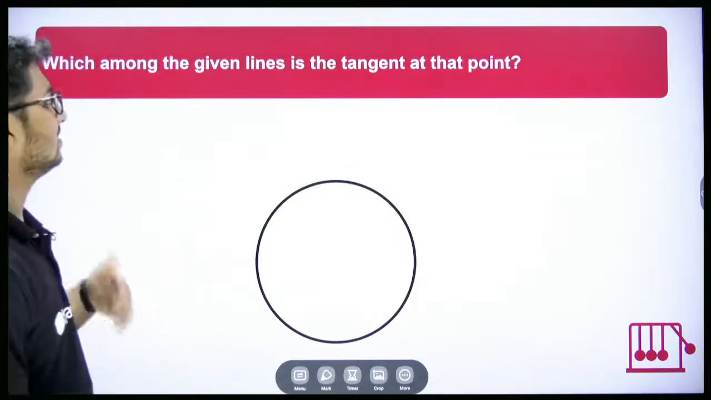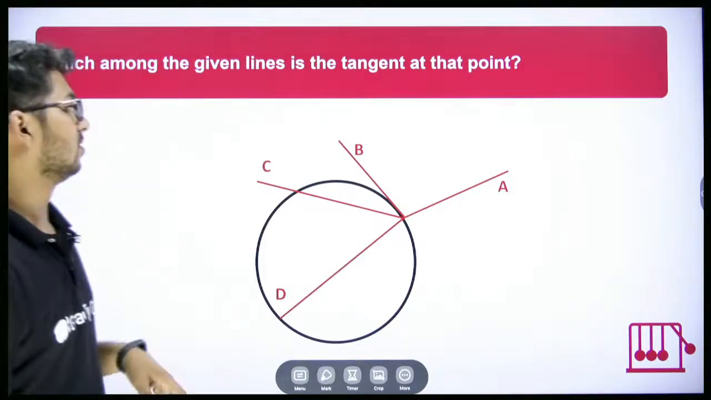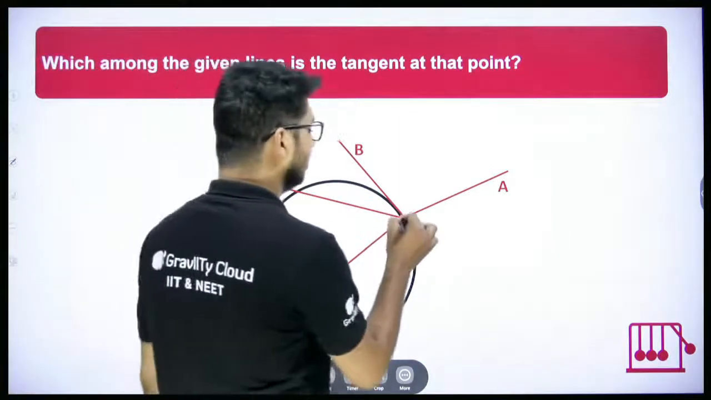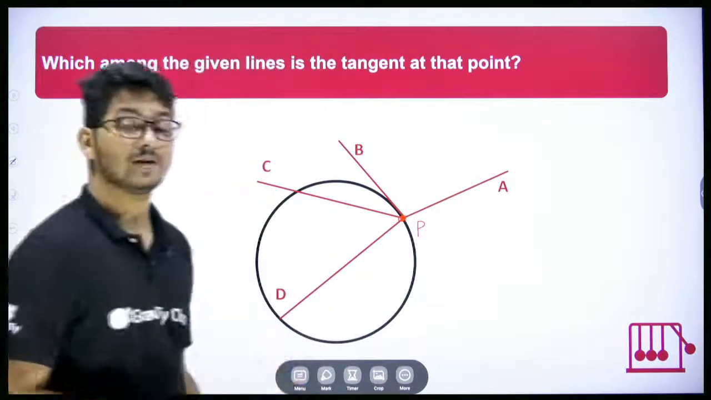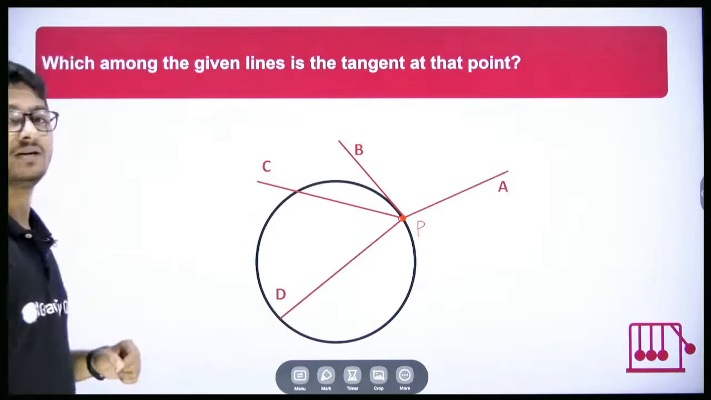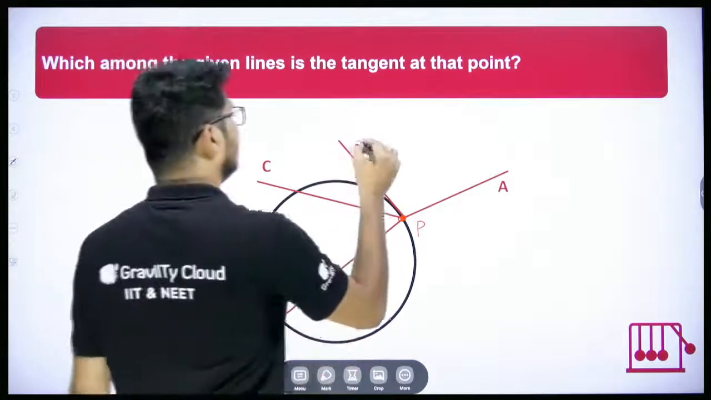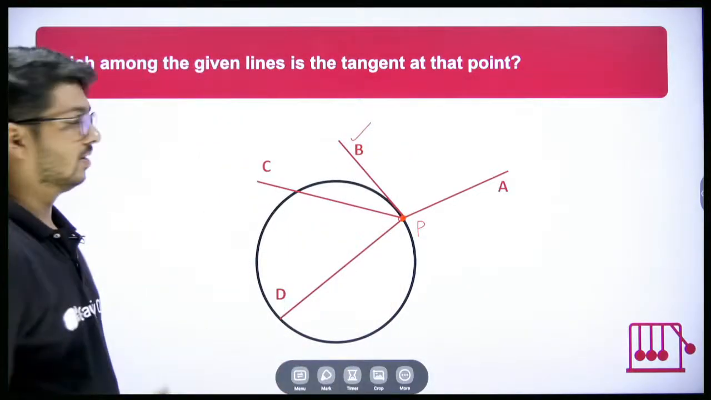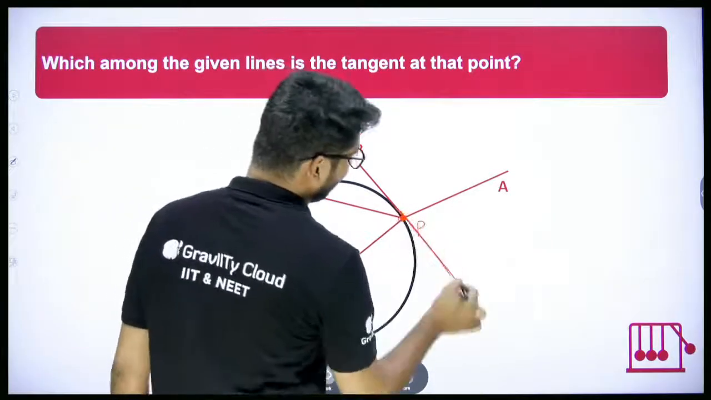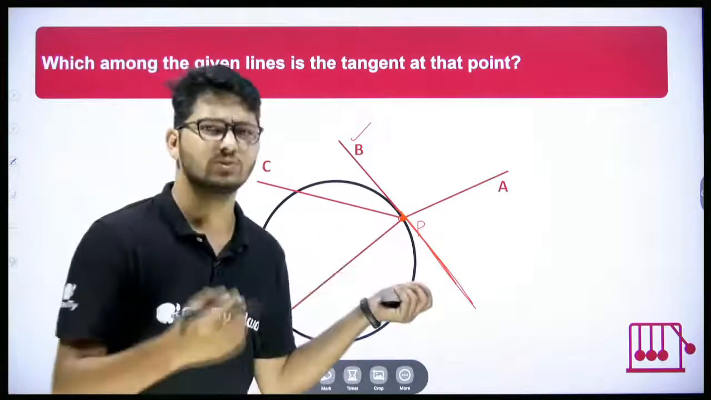Which among the given lines is a tangent at that point? These are the lines. So A, B, C and D, we have 4 lines. Which is the tangent at this particular point? Let me call that point P. What is the tangent? A, B, C or D? Obviously, here the answer is B. B is the tangent. Now you might ask me, sir, why B? Because let us extend B. Even when I extend B, it is passing through only a single point. Which point? P. That's what we need.